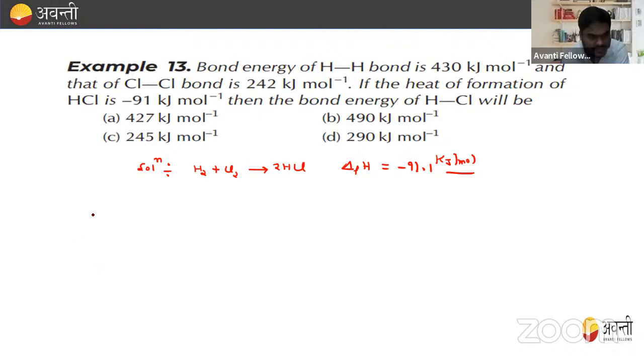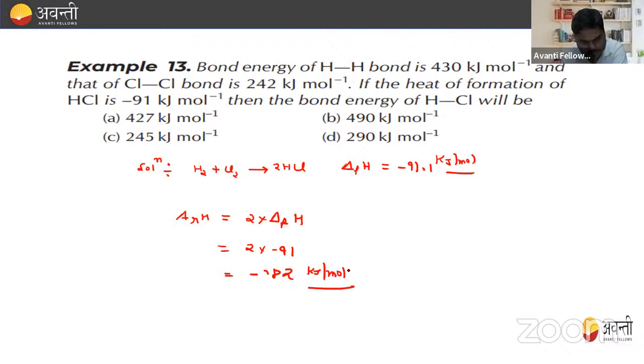So in this, the enthalpy of reaction, delta rH, is nothing but equal to 2 into delta H of formation of HCl. So it will be equal to 2 into minus 91, which is equal to minus 182 kilojoule per mole, right? Now let the bond energy of the HCl bond be X.